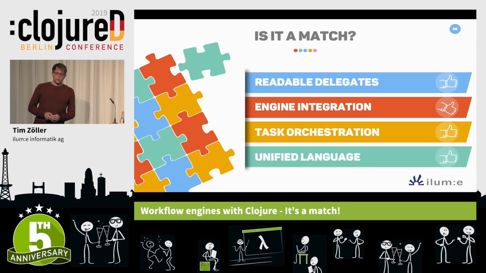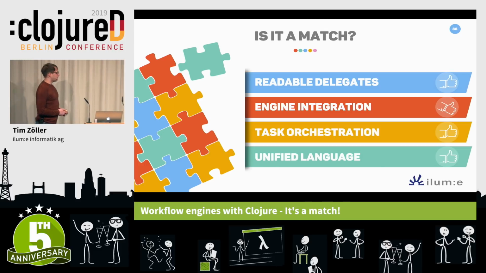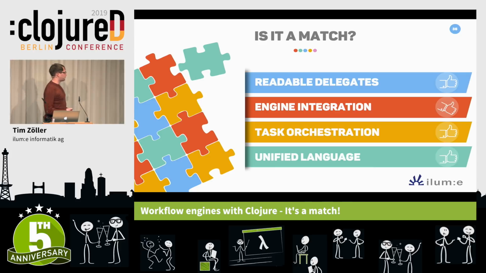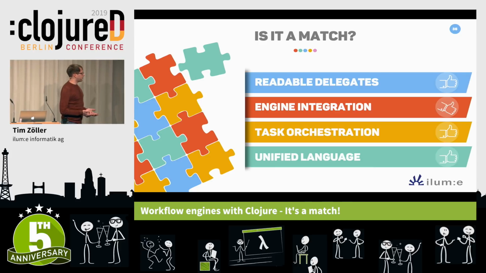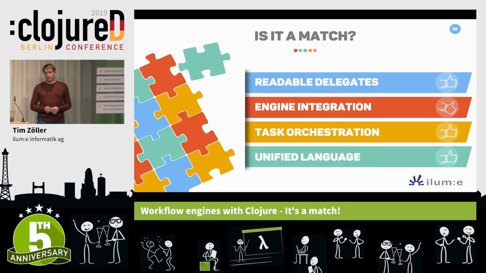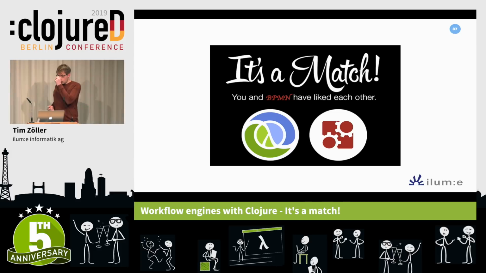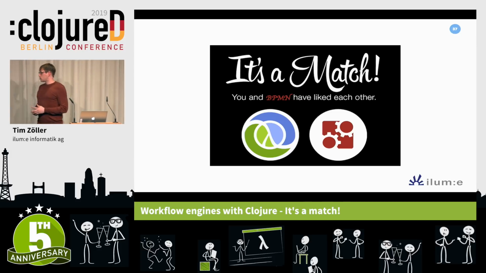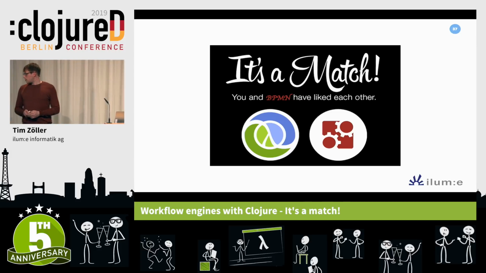And we have a unified language, so we can use Clojure in the modeler and in our application, which is not even the case for Java, because you can't script Java in the modeler. So when you work with Java, you have always at least two different languages. So in my opinion, yes, this is a match, and I will continue working with that.